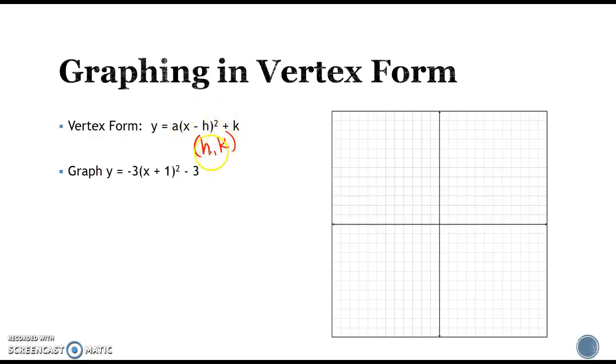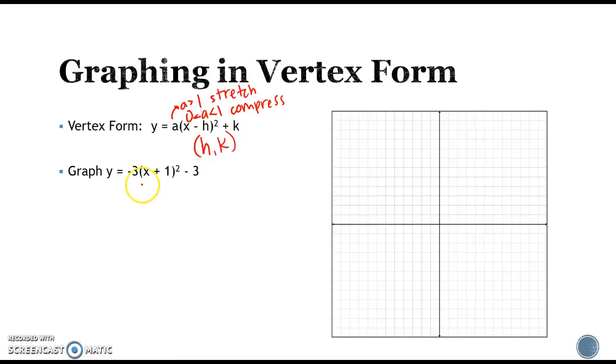The other thing you have to remember is a, which is the same a from standard form. Okay, if it is positive, it opens up, negative opens down, and then if a is greater than 1, it's stretched, so it's getting skinnier. Okay, if it's between 0 and 1, it's getting fatter and it's compressed. So that's important to know whenever you're working in vertex form.